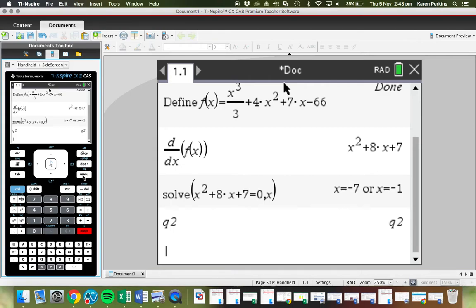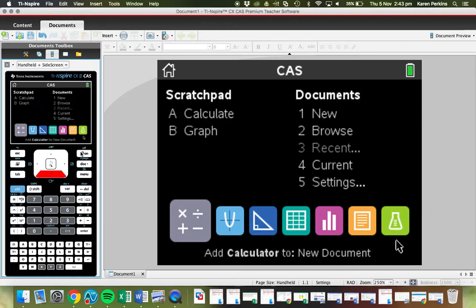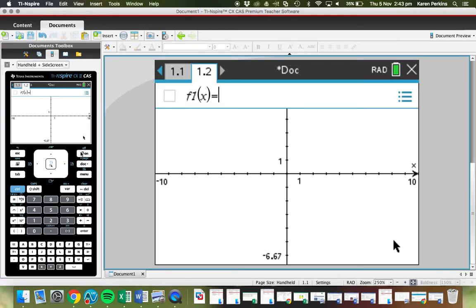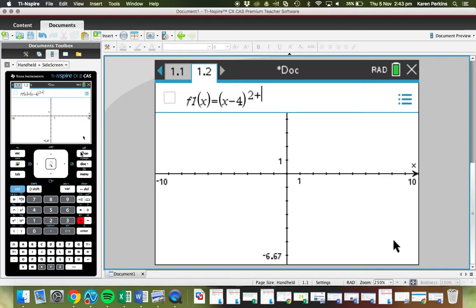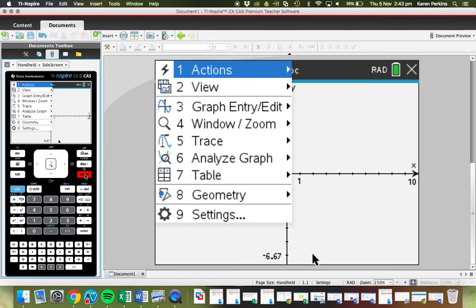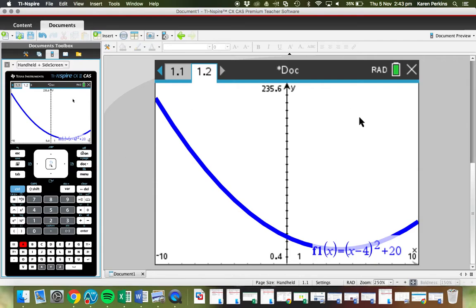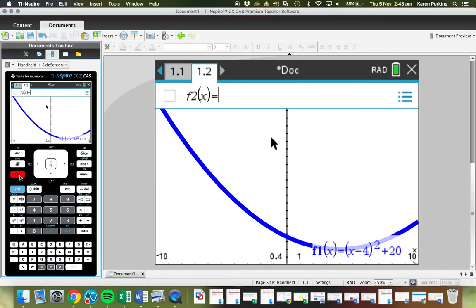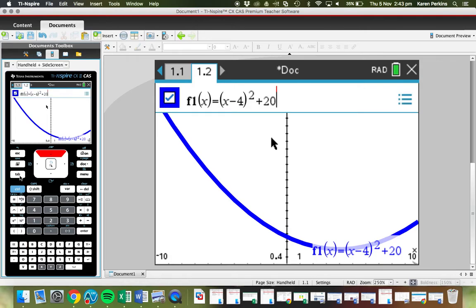The trick here is that it's an absolute maximum. So if I was to draw that graph, which is x minus 4 squared plus 20, I can't see it, so I'm going to do menu for A, and it's going to give me a zoom fit. So I could find the values, but at the moment I need to make sure that I've restricted my domain, because if you look at the domain in the question, it goes from 0 to 10. So let's do that.